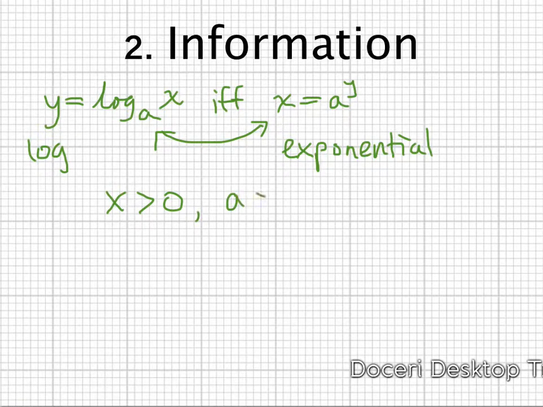We also have to have a greater than 0. I can't take 0 and raise it to a power. That's just going to give me 0. It doesn't really make sense for a to be equal to 0.